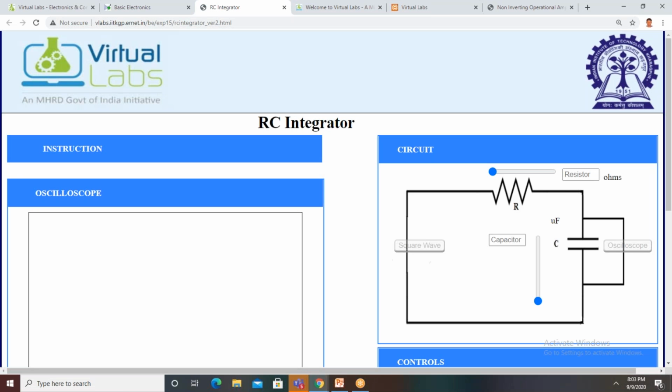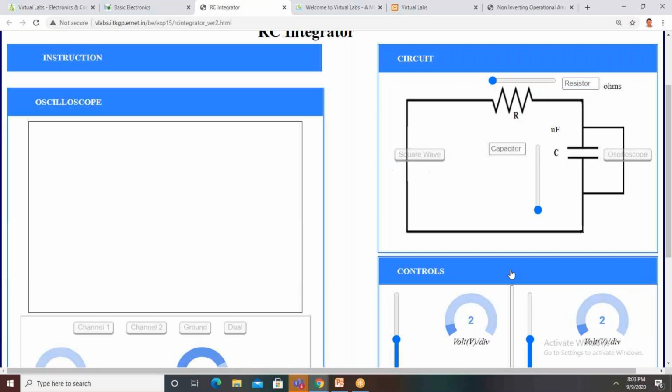Is it RC integrator or differentiator? It is also very interesting. RC integrator, is it a low pass circuit or high pass circuit? High pass. RC integrator low pass or high pass? Low pass. Okay.